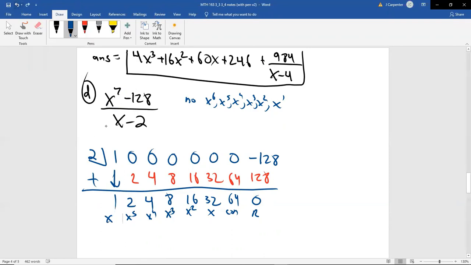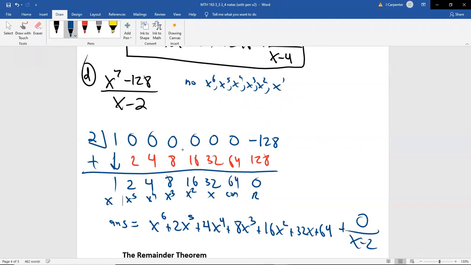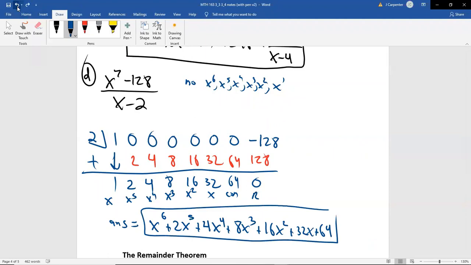So that says that our answer is 1x to the sixth, plus 2x to the fifth, plus 4x to the fourth, plus 8x to the third, plus 16x squared, plus 32x, plus 64. There is no remainder, so I don't need to write plus 0 over x minus 2. That's just 0, so we just leave it off. That's our answer. There is no fractional part.